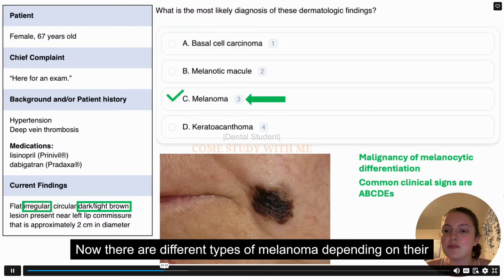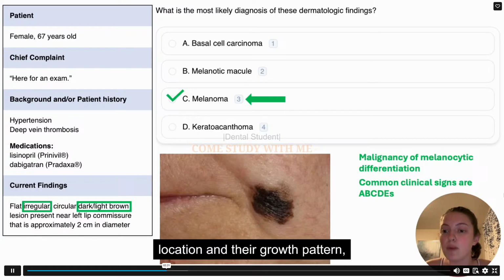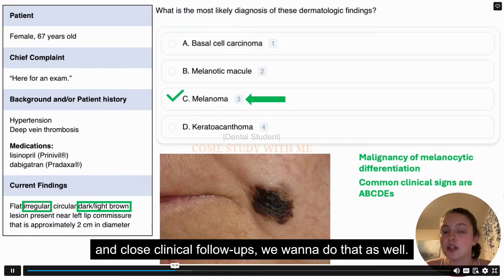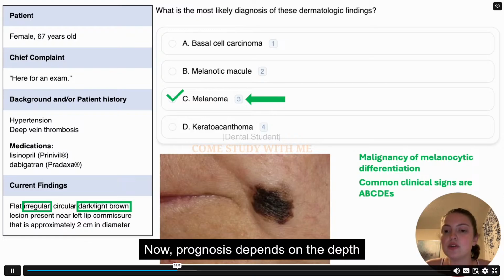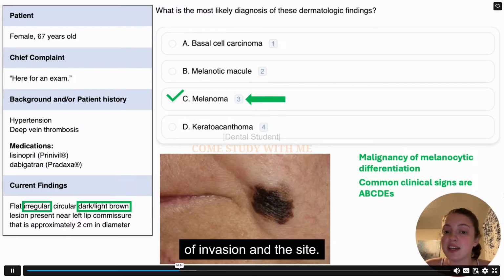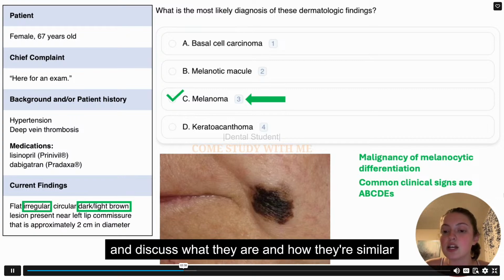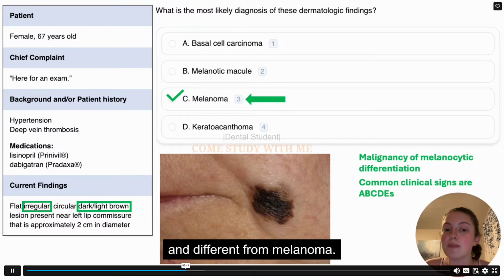Now, there are different types of melanoma depending on their location and their growth pattern, and they can vary in appearance. Treatment of this condition includes surgical excision with a 1 to 2 centimeter margin around the lesion and close clinical follow-up, so we want to do that as well. Now, prognosis depends on the depth of invasion and the site. This is definitely our correct diagnosis for this patient, but let's go through the other answer choices and discuss what they are and how they're similar and different from melanoma.